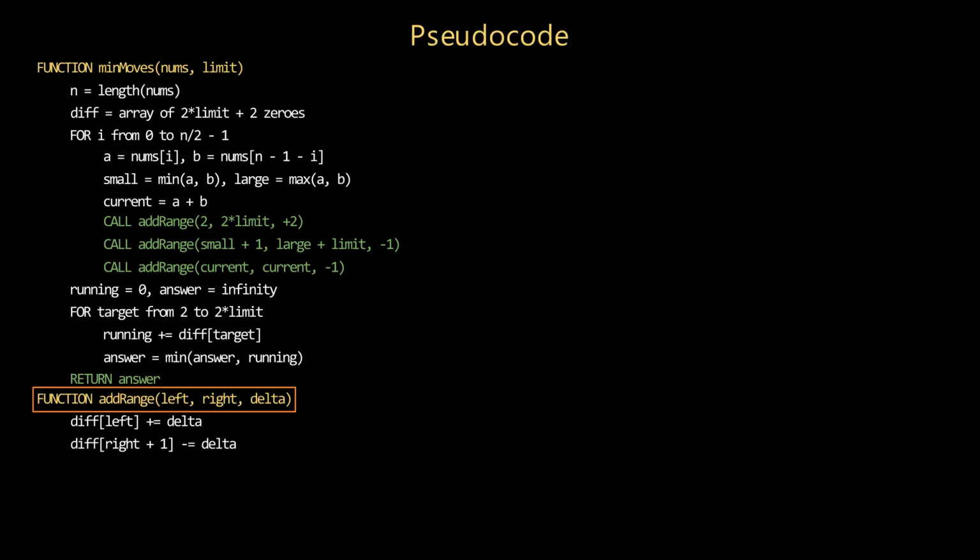The helper applies one range update to the shared diff array. Add delta where the range starts. Subtract delta just after the range ends.